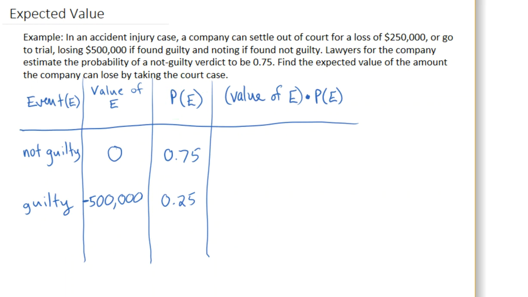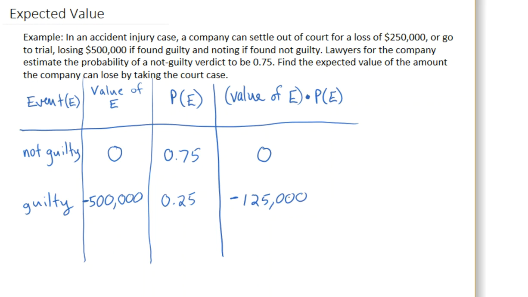Okay, in our last column, we just take the product, or multiply what we have in these 2 columns. So 0 times 0.75 is 0. And negative 500,000 times a quarter is negative, don't forget your sign, 125,000. Alright, so that's the chart.